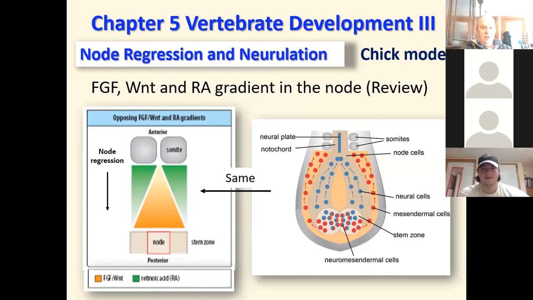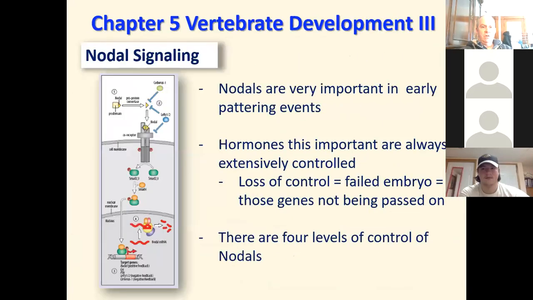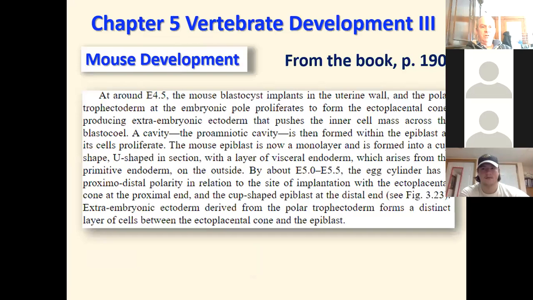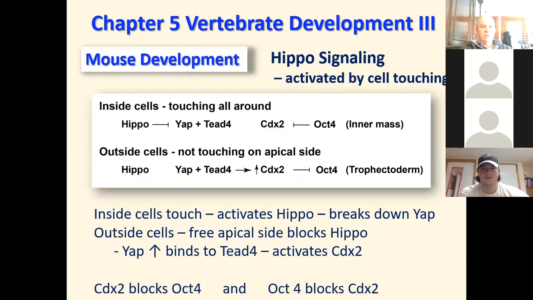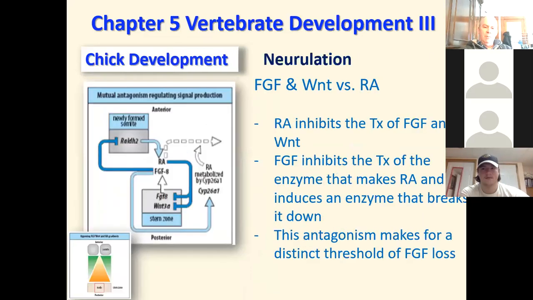And just to go back real quick to remember how this works. At the front of the node, you've got cells that are dividing and producing FGF. So FGF is really high at the front end of the node. And as the node moves away from those mesenchymal cells, they start to experience less and less FGF. So the FGF is decreasing as these cells get away from the node.